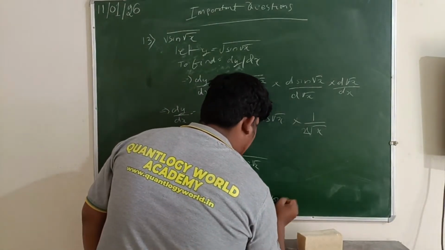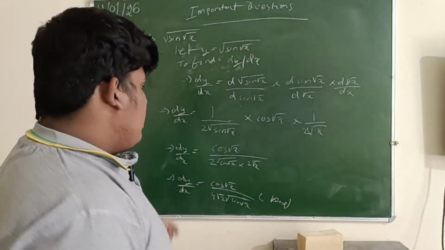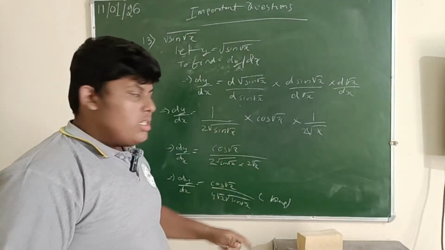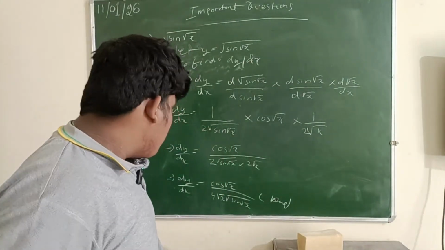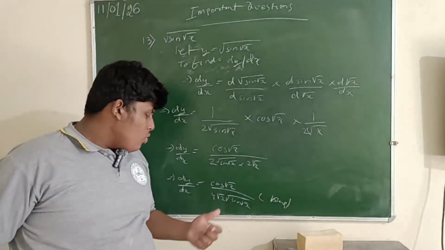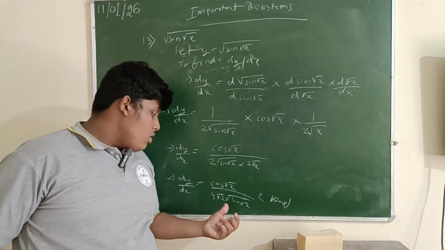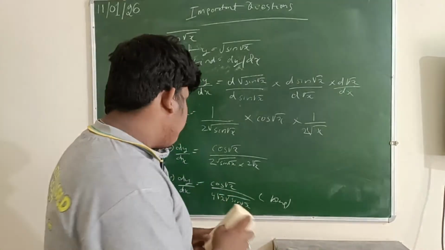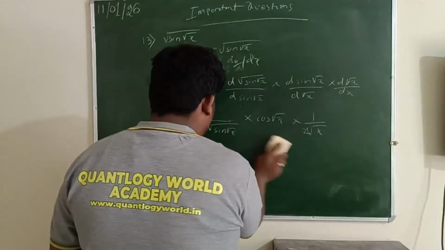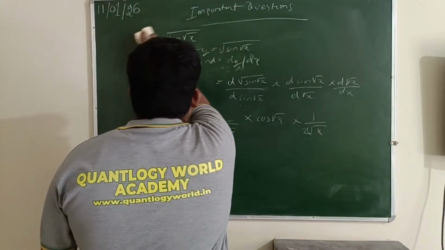This is the answer. So this was a very simple but slightly lengthy question. This question will only carry 2 marks. So the resulting answer was cos root x by 4 root x into root over of sine root x. Now we have completed all the questions of derivative.